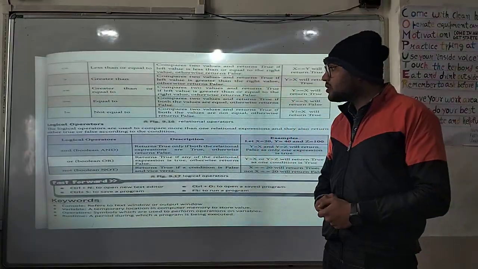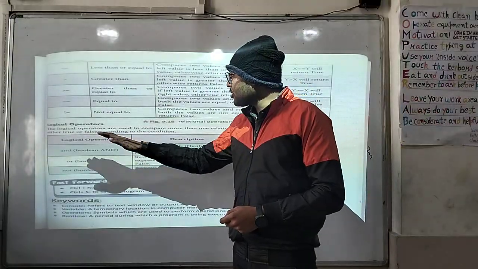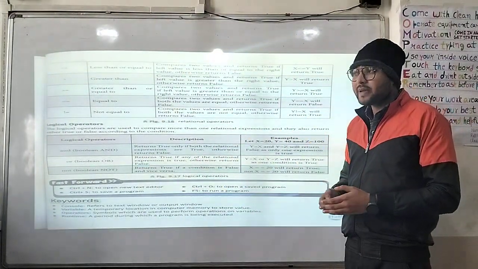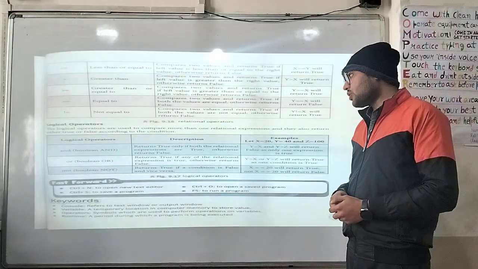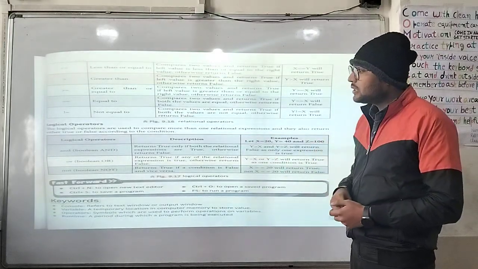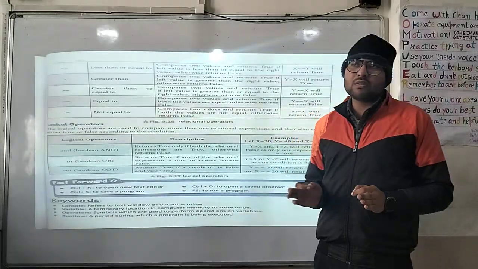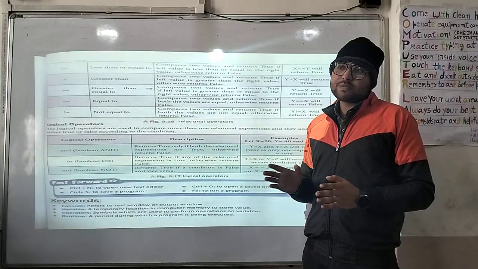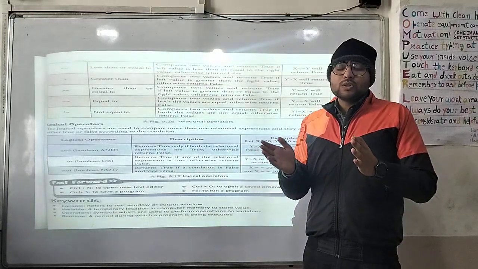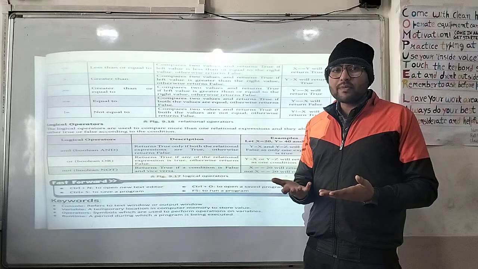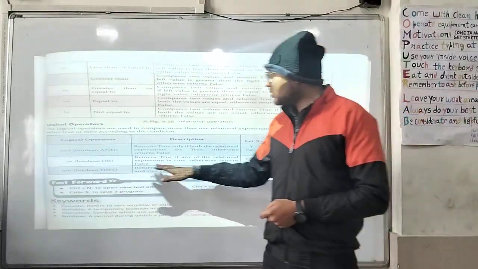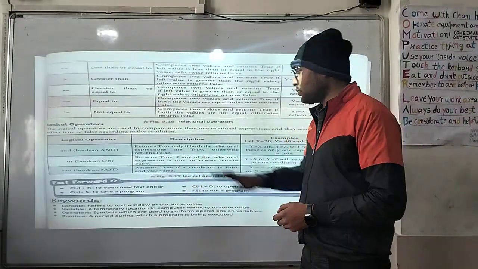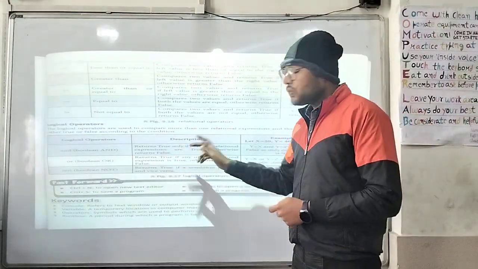Now the third is the logical operators. Logical operators are used to compare more than one relational expression, and they also return either true or false. All the operators give only two values, either true or false, because when we compare two or more values, what we get is true or false. So AND returns true only if both relational expressions are true.